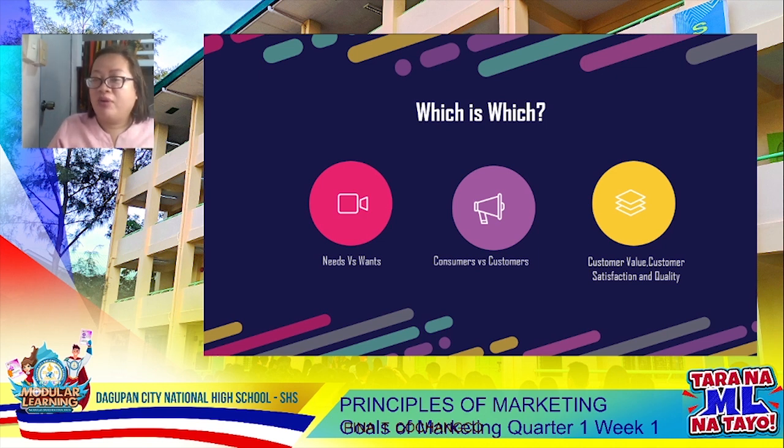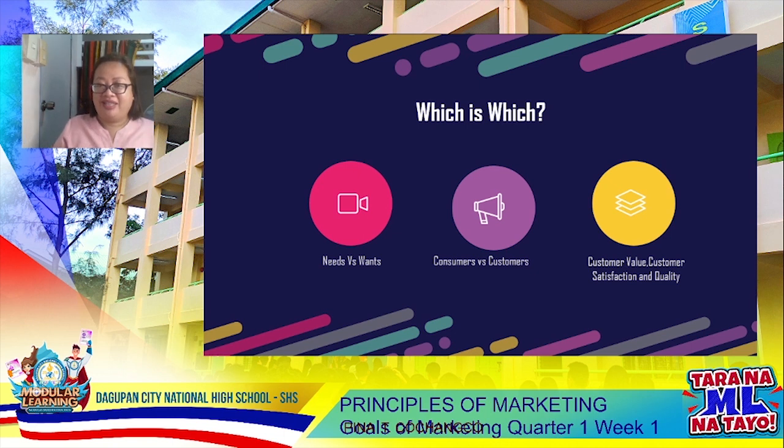So let us differentiate now consumers versus customers. If you have purchased a gift for your sister, brother, or friend, then you are a customer. Customers are the ones who purchase the product, but that does not necessarily mean that they will use the product. But at some point, the majority of customers eventually become consumers. So what are consumers? Consumers are those that actually avail of the service or the product. So that's the main difference between consumers and customers.